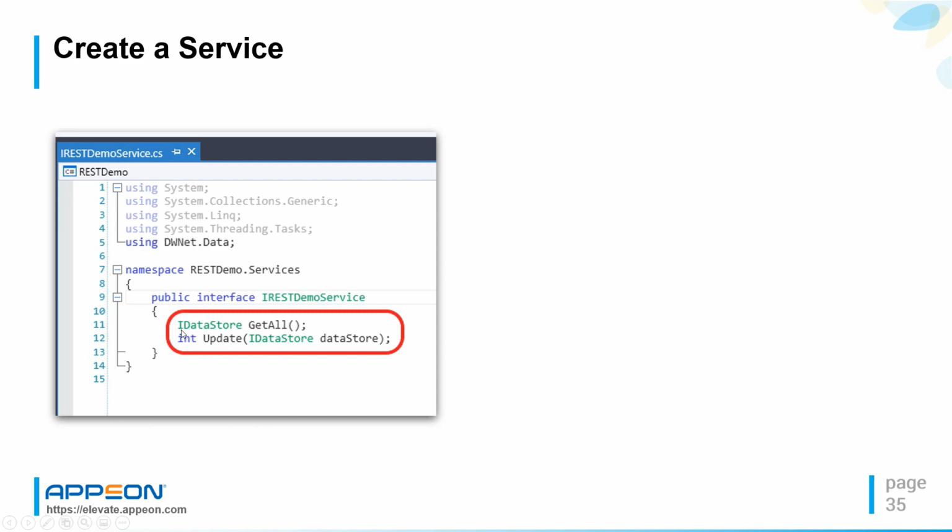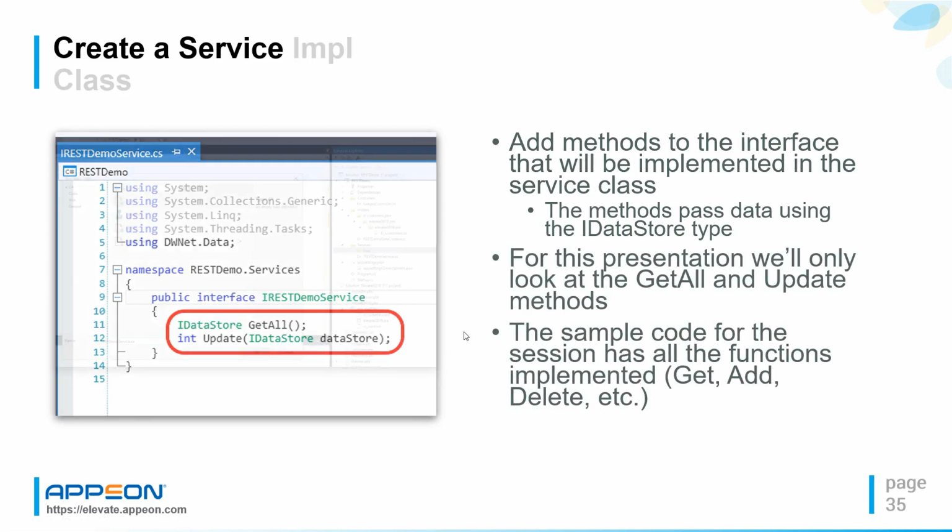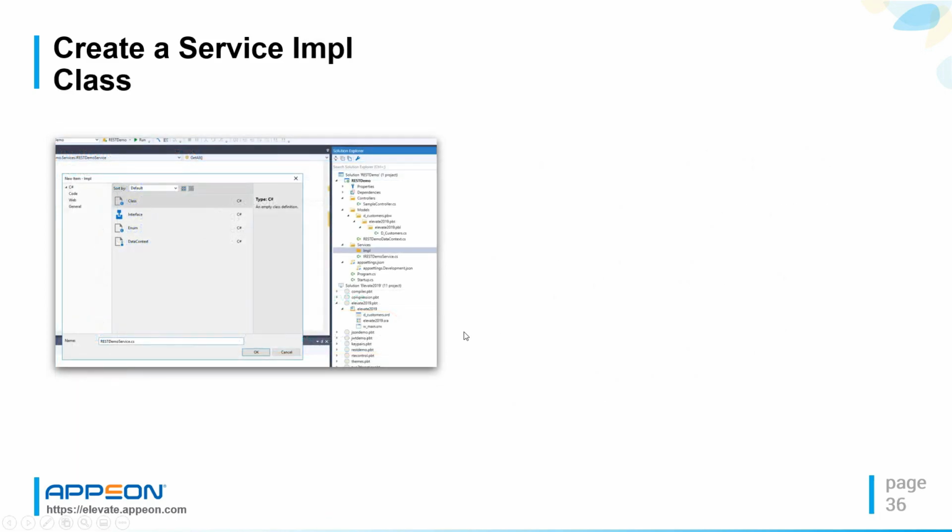Now notice that this one returns an iData store and it takes an iData store in by reference. So this is our clue that we're going to be handling the JSON that's submitted to this application in what's called the data store or data window JSON format, the one that has the metadata in it. Okay, so I've got an interface.